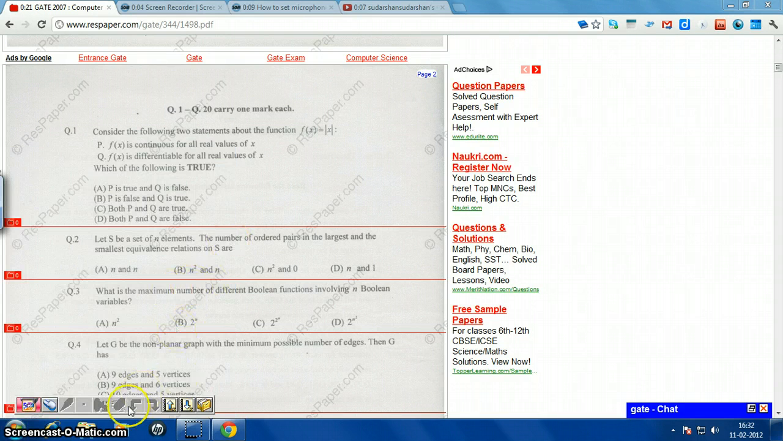That is a straightforward one, it doesn't require any detailed explanation. As you saw, A is the right answer because P is true and Q is false. Let's get to the next question then.